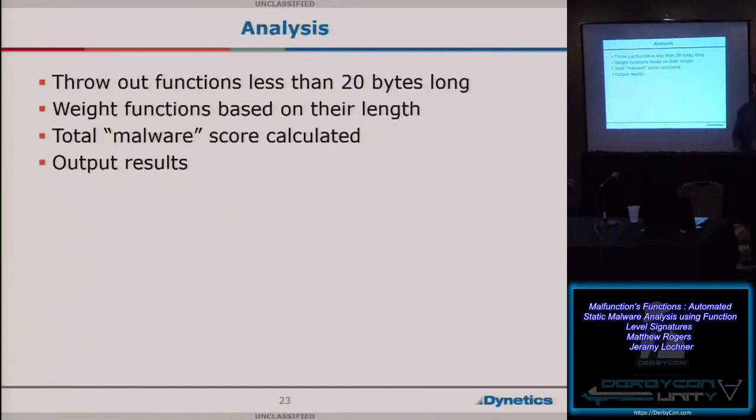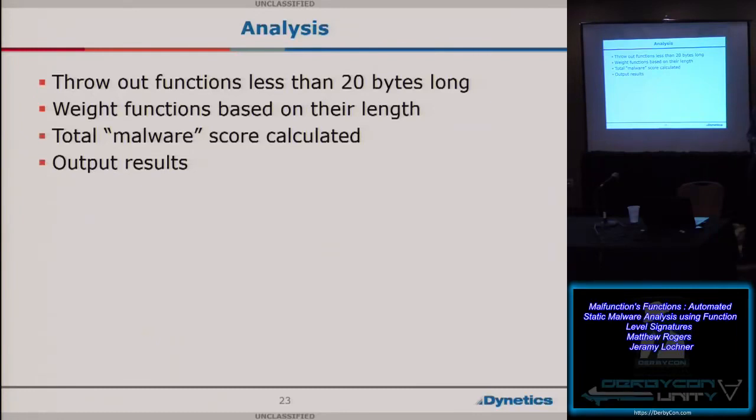For our analysis, because of how SSDeep works and how fuzzy hashes are, we have to throw out any functions less than 20 bytes long, because those really skew our data. It's very easy to have a match between a very small fuzzy-hashed function and a larger file, because the chances are it's somewhere in there.